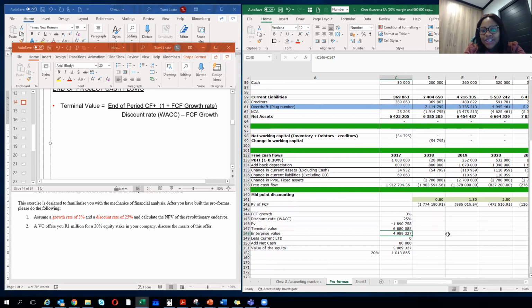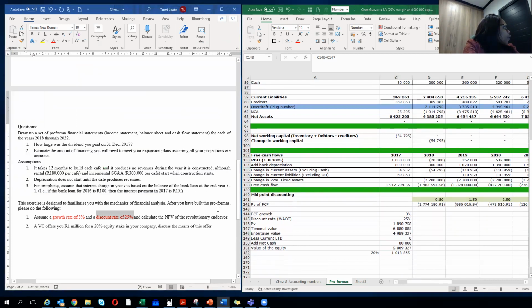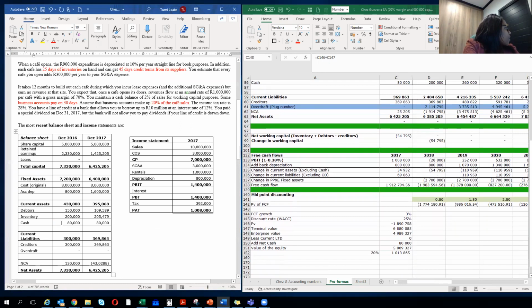You'll notice that this excludes the current cash that you've got at the end of 2017. How much cash are we sitting with? If I go back, I'm sitting with a cash facility of around 80,000. I need to bring that in. This business, if I add the net cash and the enterprise value, all the cash that's going to be coming from the business going forward, together with the cash that's currently sitting in the business, I get to a business value of 5 million rand, 5,069. Okay, what is 20% of that?